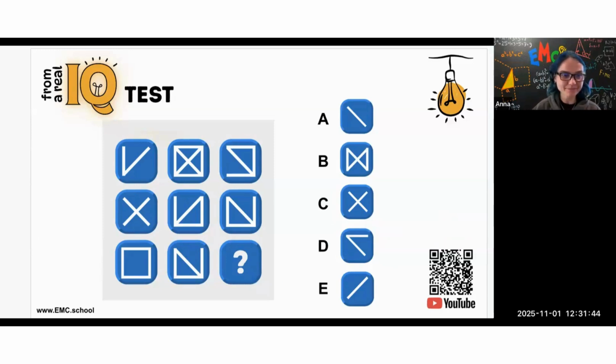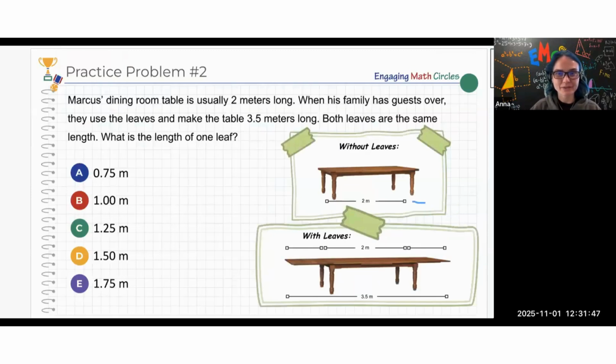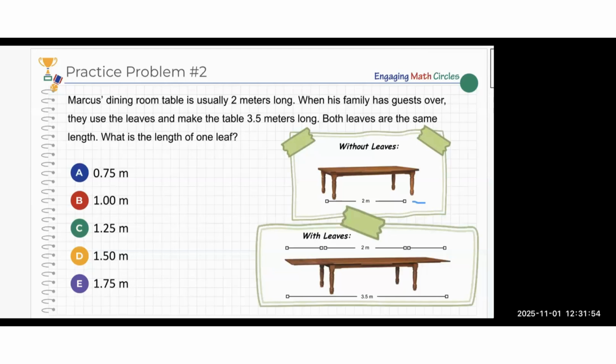Let's see this one. So let's try it. Ron, do you want to read it for us? Your English is better than mine. All right. Marcus's dining room table is usually 2 meters long. When his family has guests over, they use the leaves and make the table 3.5 meters long. Both leaves are the same length. What is the length of one leaf? And by the way, table leaves, not tree leaves. They're these little extensions.